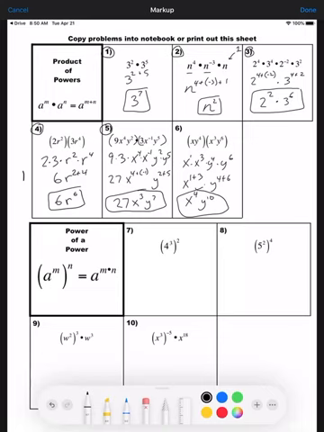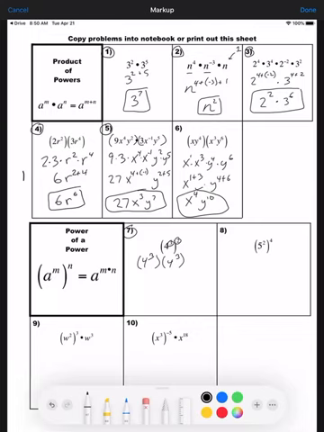Okay, now on to our power of a power. So remember, we're on number 7 now, if you raise a power to a power, that's like saying in this problem there are 2 sets of 3 4s. Just to show you, if we were to write this out, that would be 4 to the 3rd times 4 to the 3rd. And then this becomes a product of powers where we just add exponents.